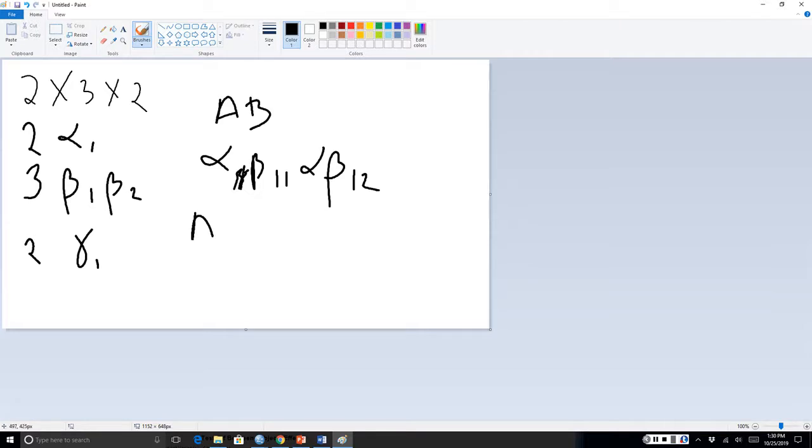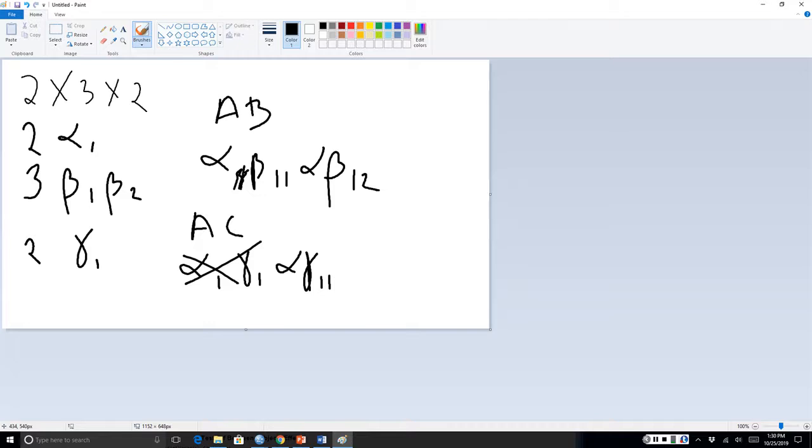Now we need the ACs. So we need every pairwise combination of the alphas and the gammas. So there's only one, so that makes it easy. So it's alpha 1, gamma 1. I should write it like actual notation, right? Alpha gamma 1,1.